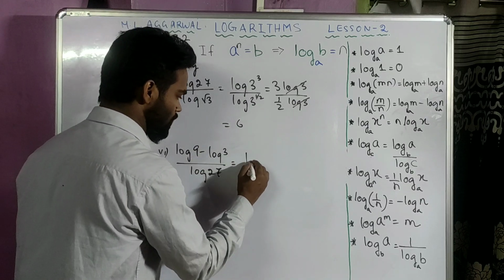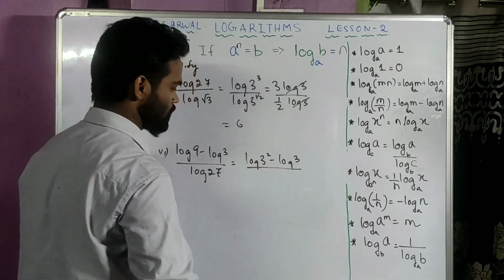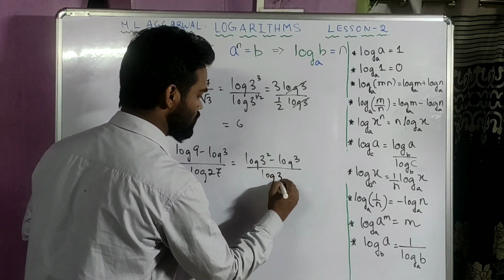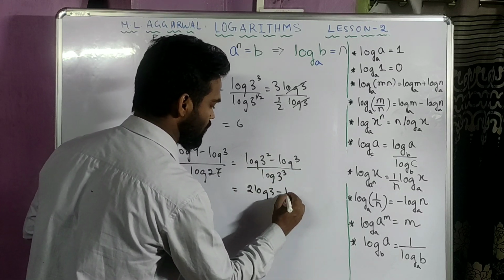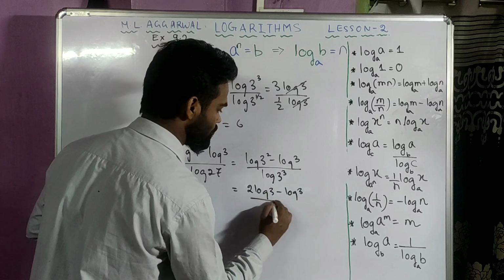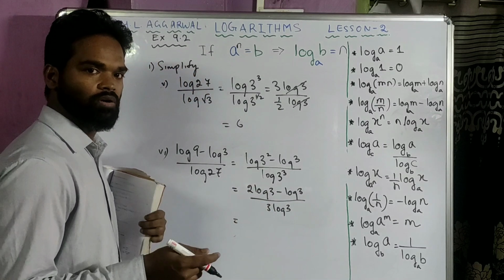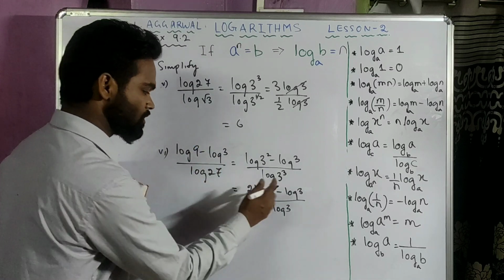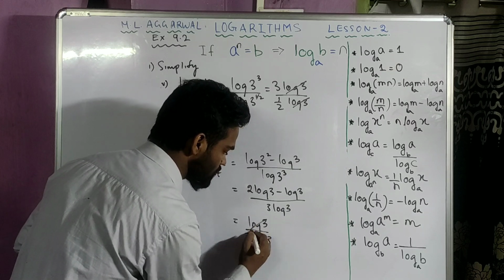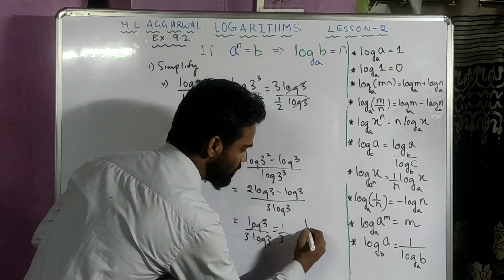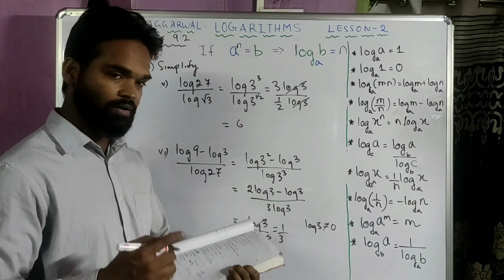Now look at sum number 6, which says log 9 minus log 3 by log 27. Easy. Now log 9 can I write log 3 square minus log 3, and log 27 again I can write as log 3 cube. Now this, the power comes in front, so 2 log 3 minus log 3 by 3 log 3. Now 2 log 3 minus log 3, 2x minus x is x, so this will be log 3 by 3 log 3. Now this cancels out. This is 1 by 3. Of course log 3 not equal to 0. Clear? Now let us see the next sum.